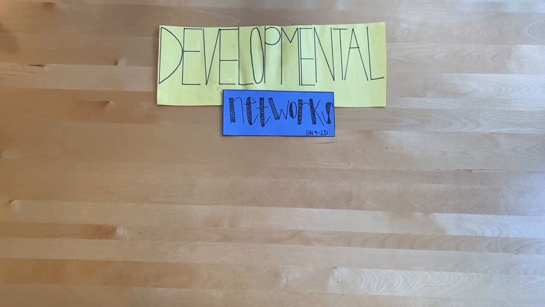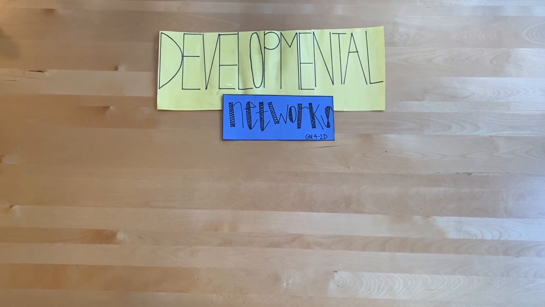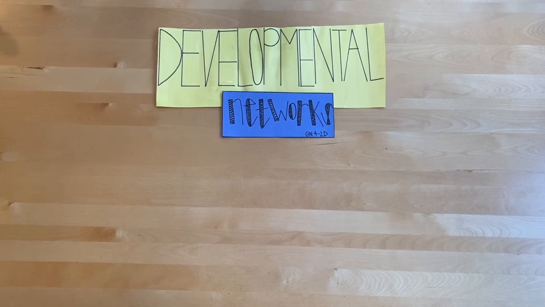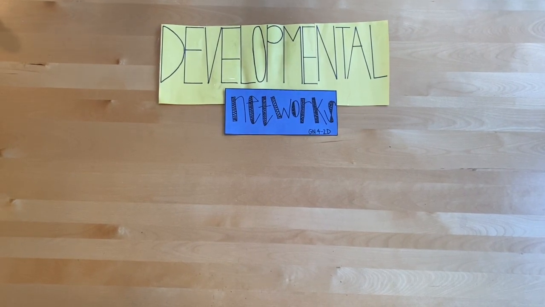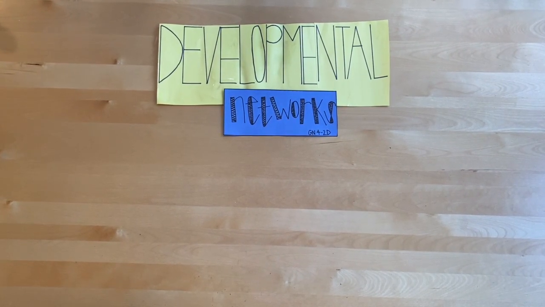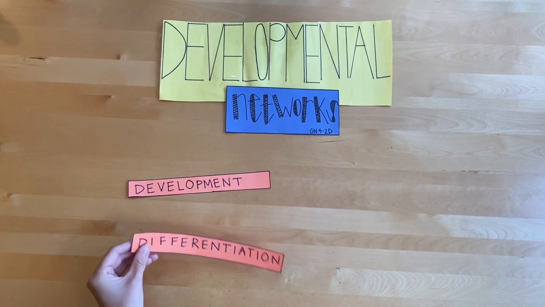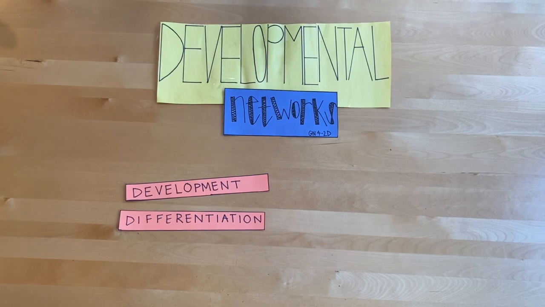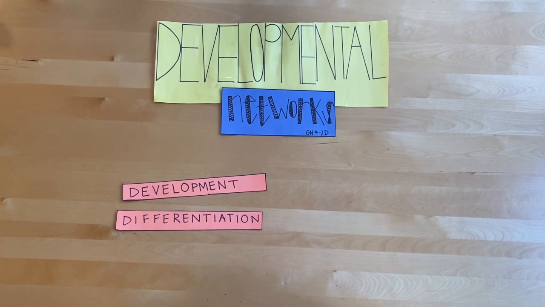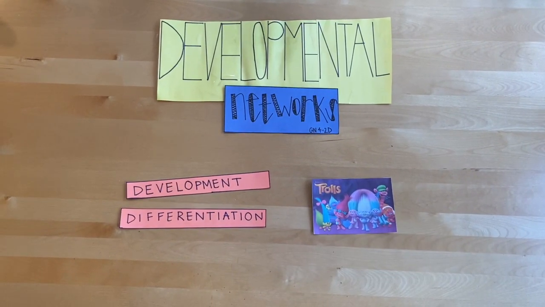Today I will be talking about developmental gene networks. Developmental gene networks act as links between the development process and the genomic regulatory sequences. These gene networks are very important for development and differentiation. To understand how these developmental gene networks function, let's take a look at an example using the movie Trolls.